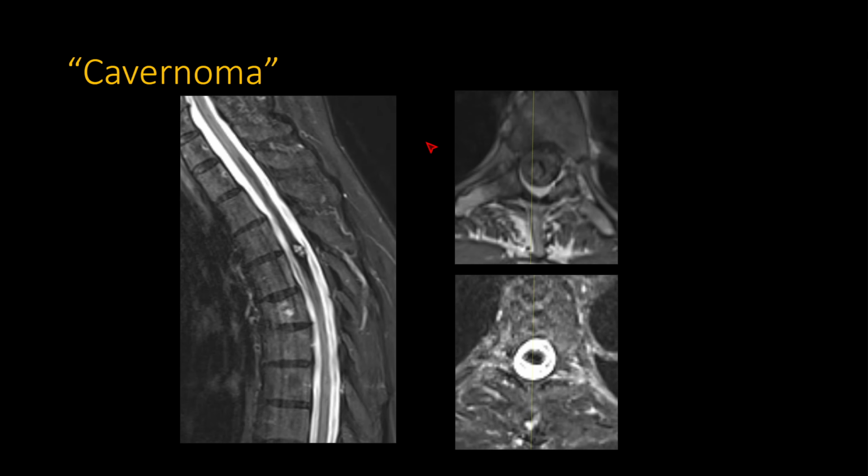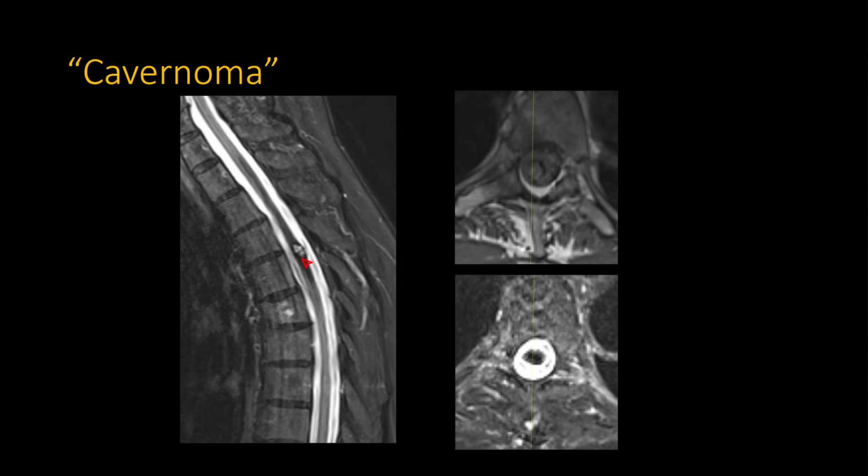So I'll include a cavernoma in our discussion just because they have a relatively unique appearance that's good for everyone to be aware of. Cavernomas in the spinal cord, just like in the brain, have this popcorn appearance. You can see a T2 bright lesion here with lobulated contours and some internal septations that are T2 dark, giving it that popcorn appearance.